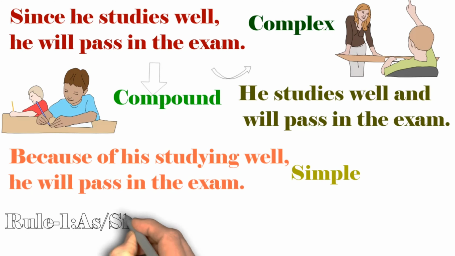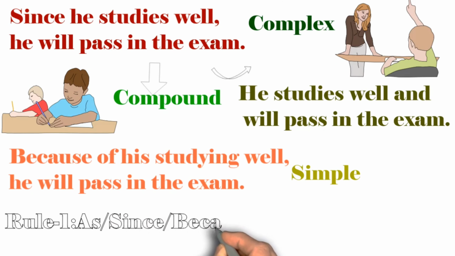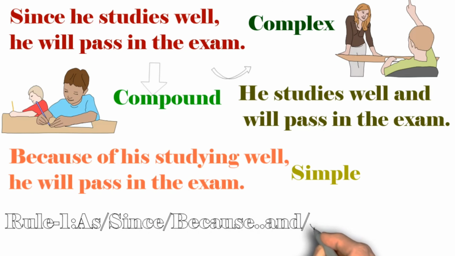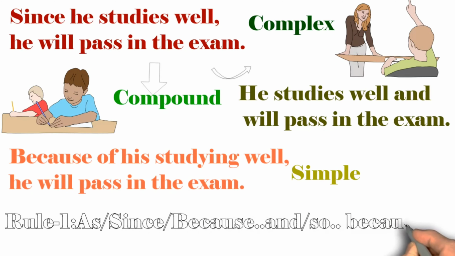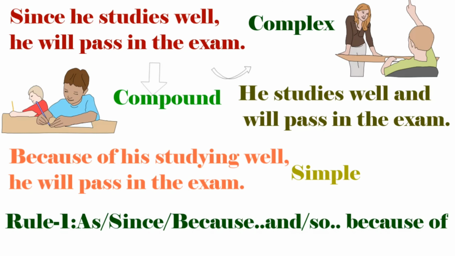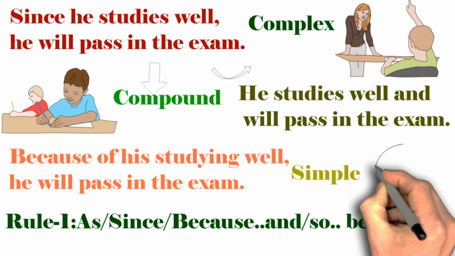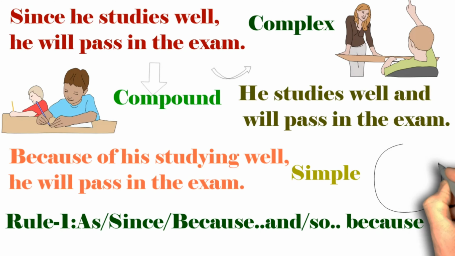So your rule is, before you here you see if there is as, since or because in a complex sentence, to make it compound we will have to use and or so, and to make it simple we will have to use because of. But be careful about the use of because: after because of you will have to use the possessive form of the subject and of course the non-finite verb.